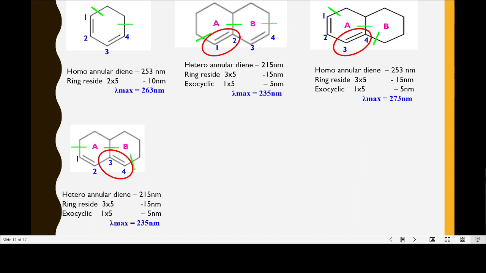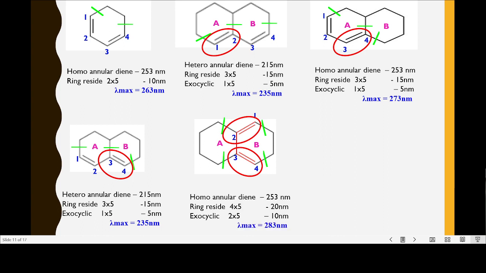It is 235 nanometer. Coming to the next problem, two rings are there, A and B. We have to start numbering for the 1,3-butadiene structure: 1, 2, 3 and 4. Then we need to draw the residues 1, 2, 3 and 4. So we have to check whether any exocyclic bonds are there. For ring A, 2 exocyclic bonds are there. For ring B, there are no exocyclic bonds. So we need to add all the substituents to the base value. So the total lambda max value for this particular compound is 283 nanometer.